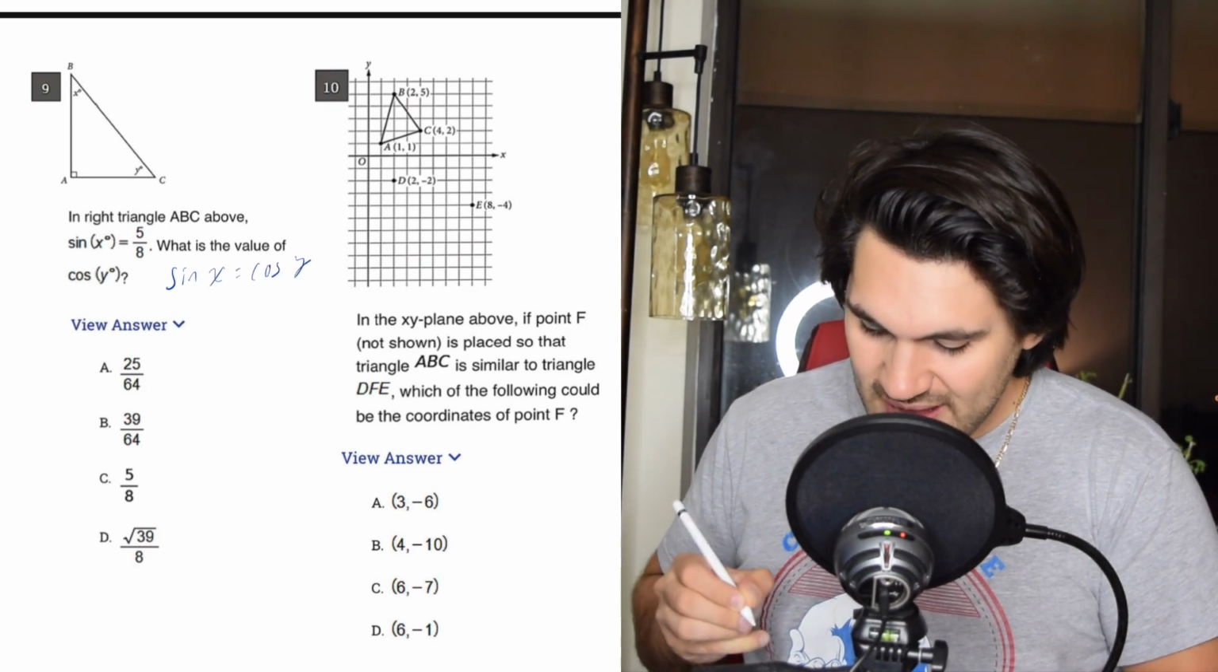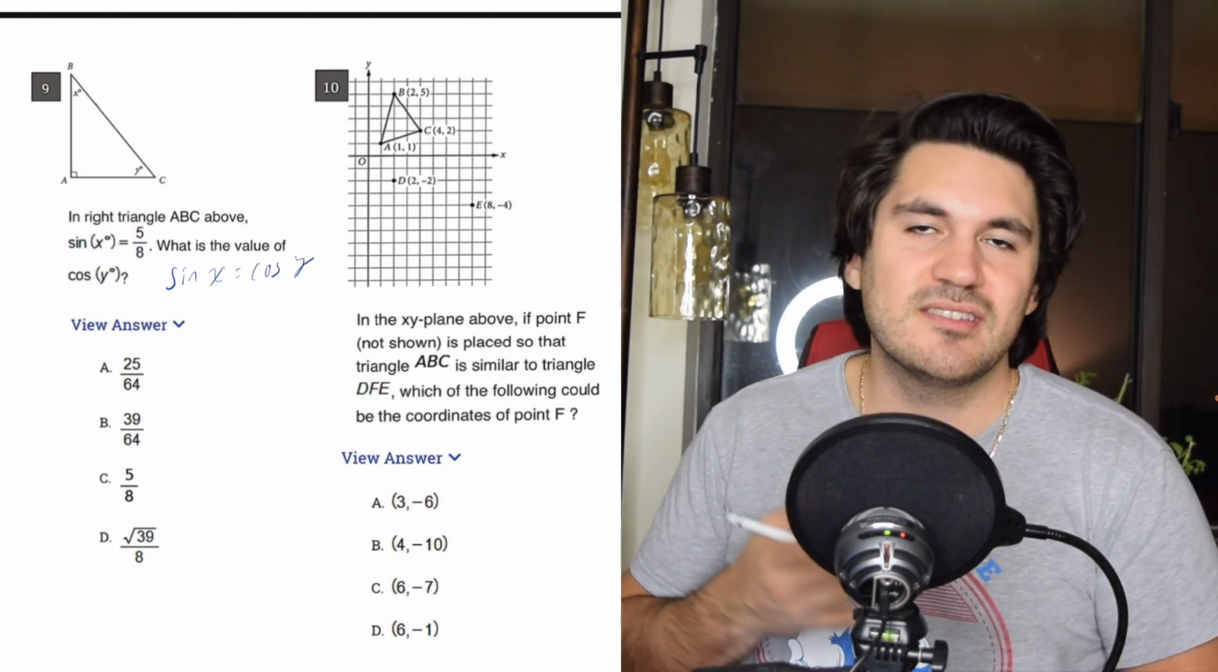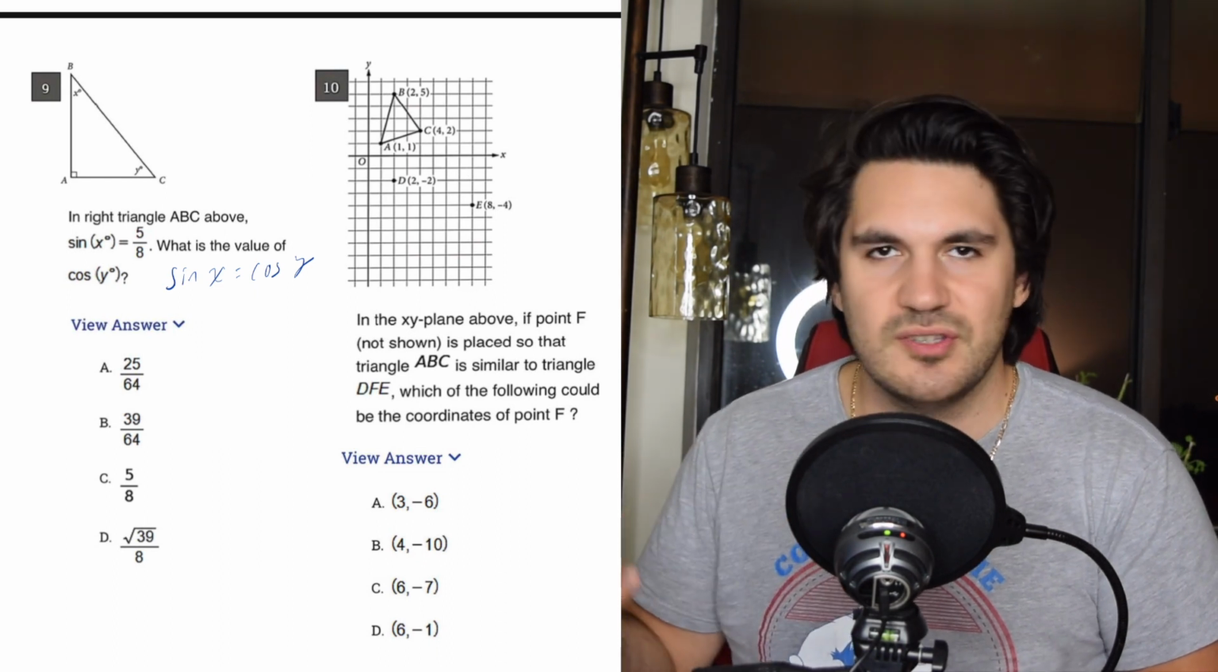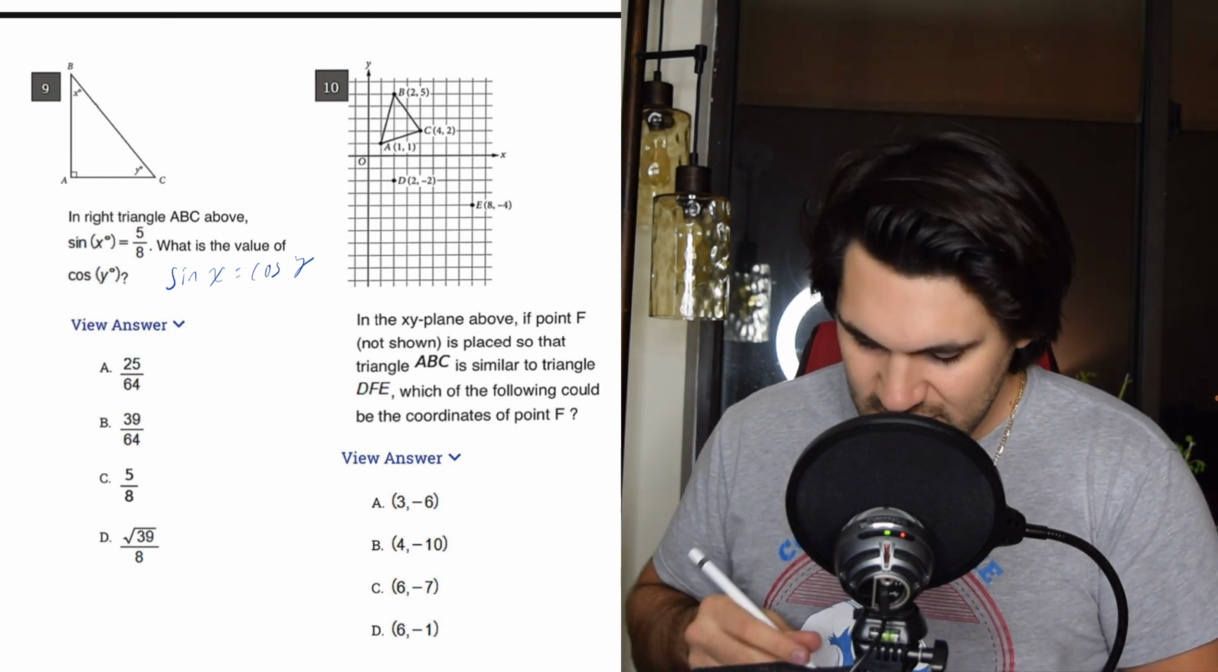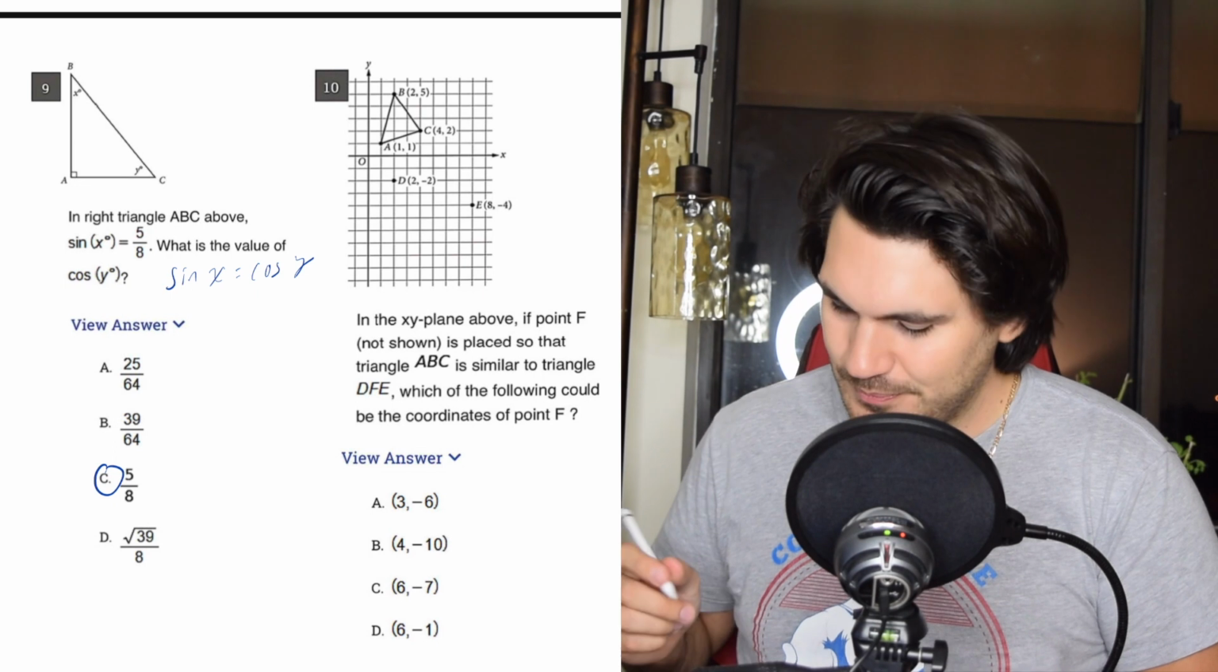So if sine of x equals 5/8, that means cosine of y is also just going to be equal to 5/8. So C is our answer.